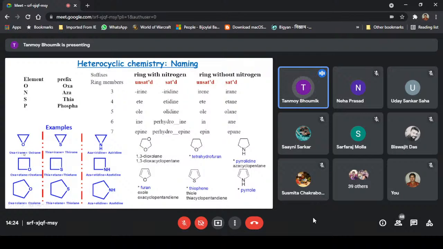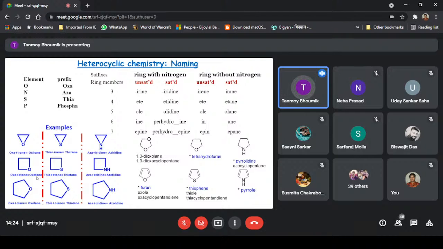This is a 4-member ring, it is saturated, and it contains the heteroatom oxygen, so it is a ring without nitrogen. First of all, for a 4-member ring, the oxygen prefix is oxa. It is a 4-member ring without nitrogen and saturated, so the suffix is etane. So oxa plus etane gives oxetane. This is the name of this compound.